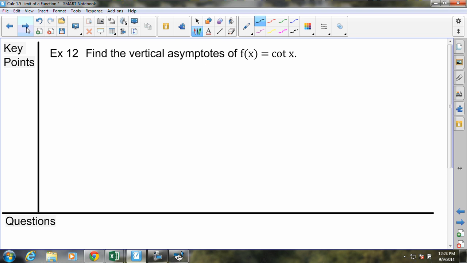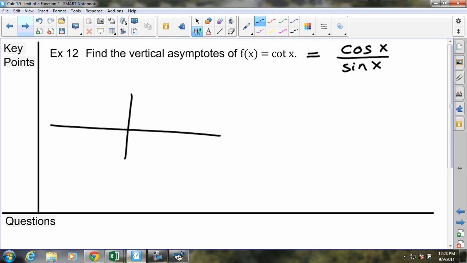And the last one we have, find the vertical asymptotes of cotangent x. Please remember that cotangent is cosine of x over sine of x. And so what we're looking for, when will the limit wind up going towards a negative infinity or a positive infinity?